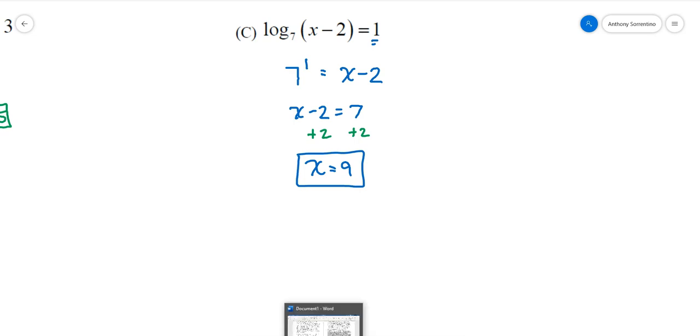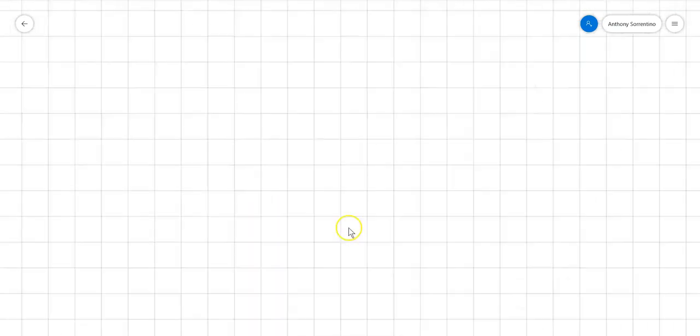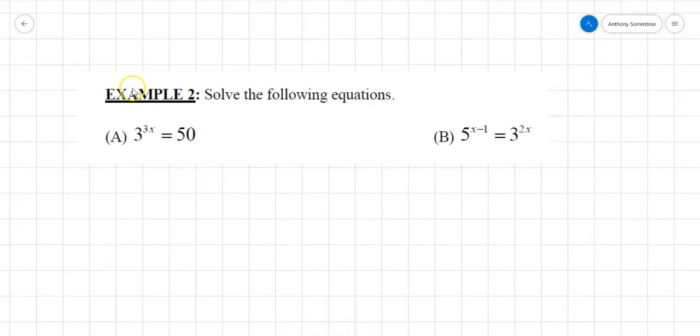As we get into more complex ones, like example 2, then you have to start looking a little bit more closely. Now, exponential equations don't tend to have as much of a chance of having extraneous solutions as the logarithmic ones. It's still worth your time to check them and make sure that they work. So let's head on to example 2.